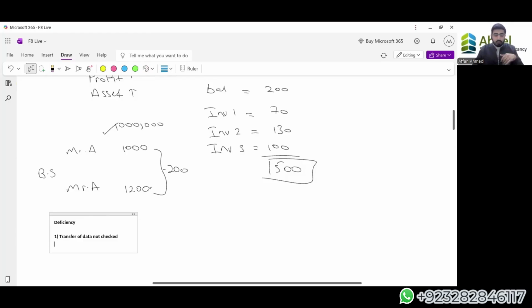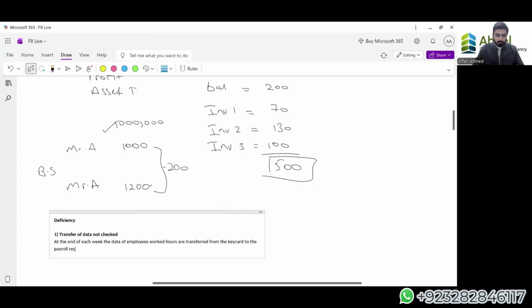Now, what was the main area? At the end of each week, the data of employees worked hours are transferred from the key card to the payroll records. Okay, this was the statement mainly. Okay, this was the statement.